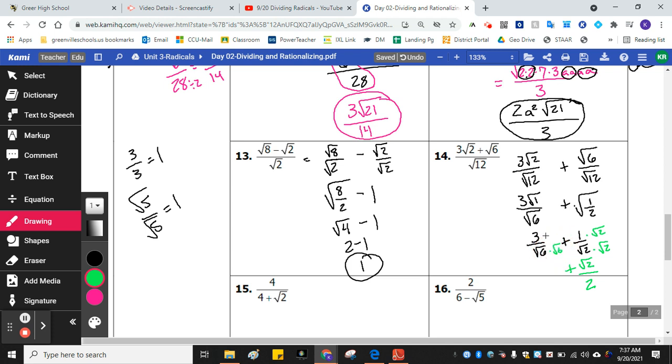Multiplied by the square root of 6 on top and bottom. Can't do anything here. One's outside the radical, one's inside. And the square root of 36 is 6. And then 3 and 6 simplified to 1/2. 1 over 2. So the square root of 6. You can have a 1 in front. There's always a 1 in front, though. Plus square root of 2 over 2.